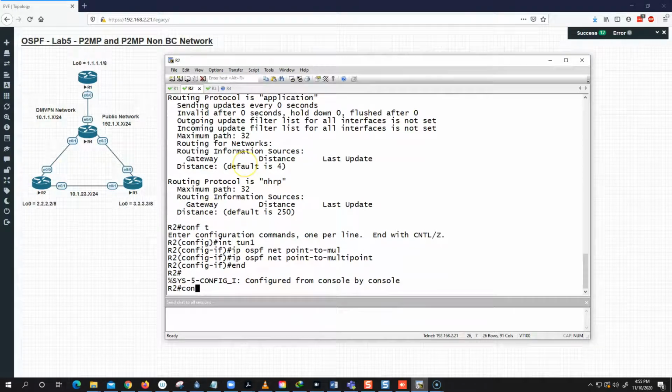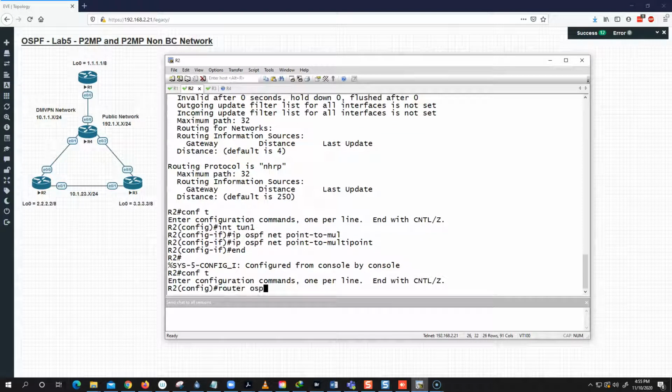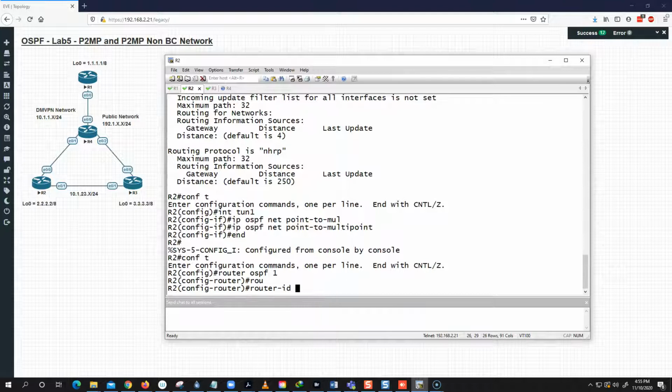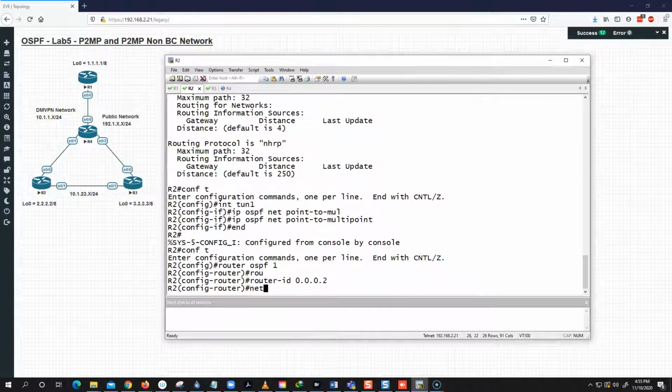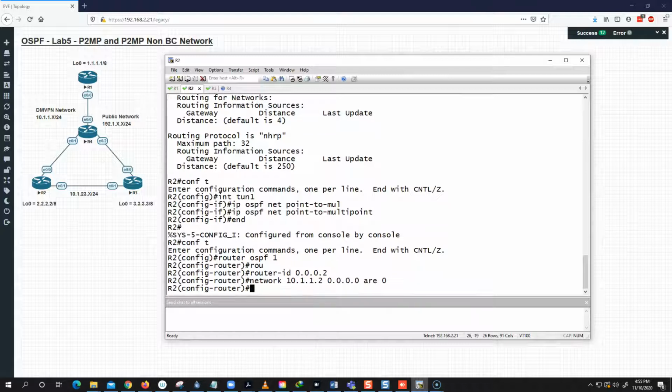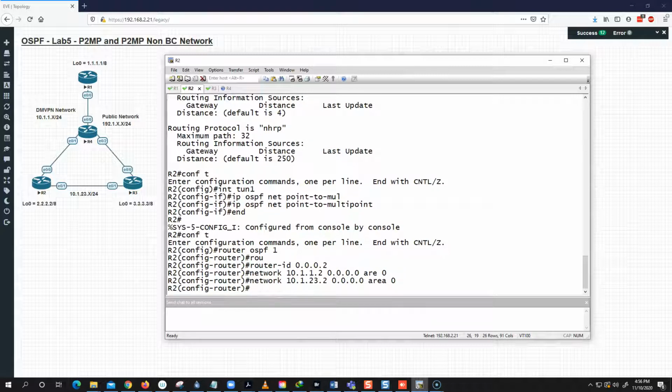So let's go on router 2. On router 2, we will say router ID is 0.0.0.2, and we will say network 10.1.1.2 0.0.0.0 area 0, and then we will also do network 10.1.23.2, and this one is also in area 0. So we are doing these two here.